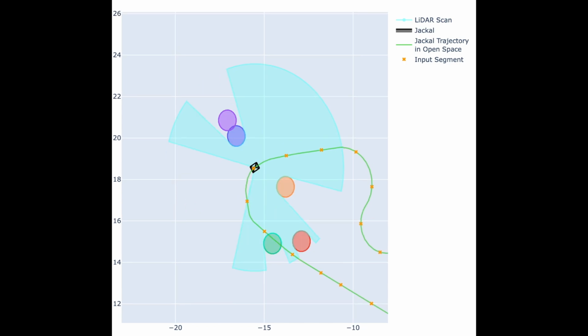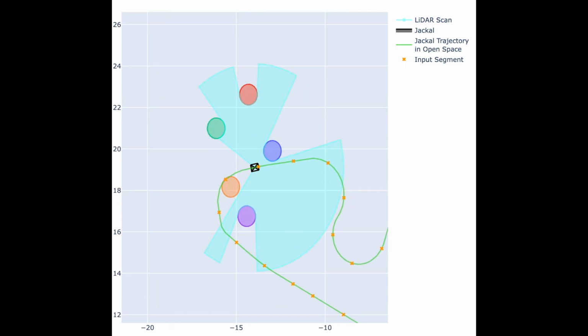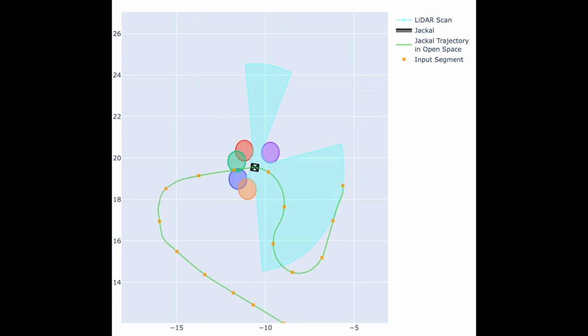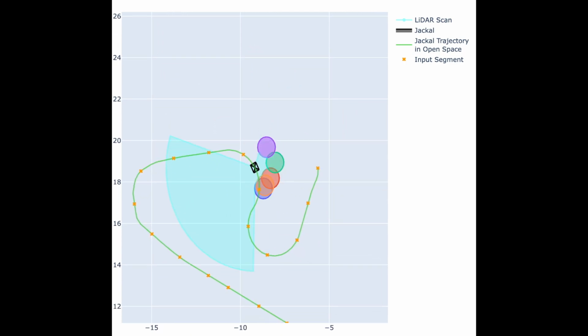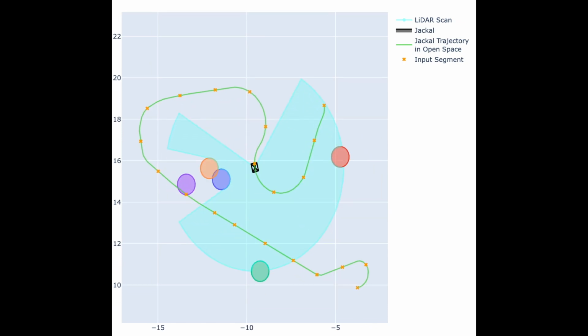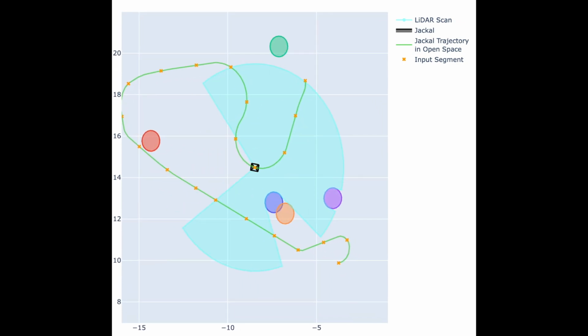Then, the observations of the hallucinated obstacles are rendered as 2D LiDAR scans using ray casting. The motion planner then learns to recreate the original input trajectory using a series of 2D LiDAR scans and a local goal as input.